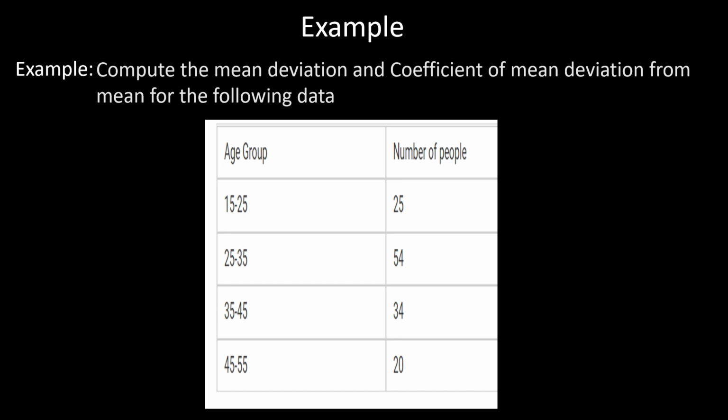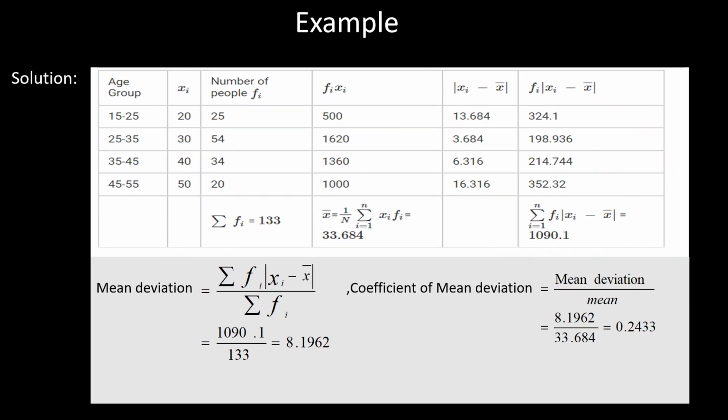And here you can observe the class intervals and frequency values are given: age groups and number of people. As we can see here, the given series is an exclusive series. If it is inclusive, then we have to convert it into exclusive. What is an inclusive series and what is an exclusive series? Let me explain. In the previous videos also, I have explained.